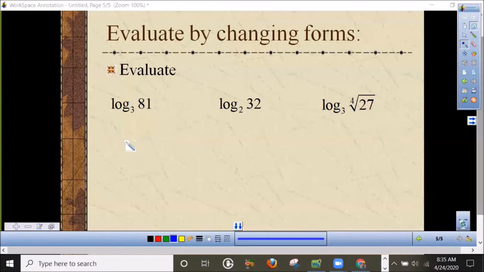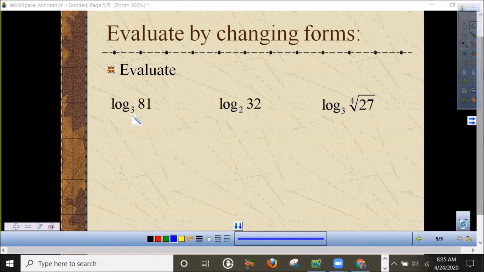Another important skill is to be able to evaluate a log function. That is, figure out what the log base 3 of 81 is. At first, I'll solve these problems without a calculator so that we can get the concept, and then I'll show you how to solve them on a calculator. Let's start with log base 3 of 81.